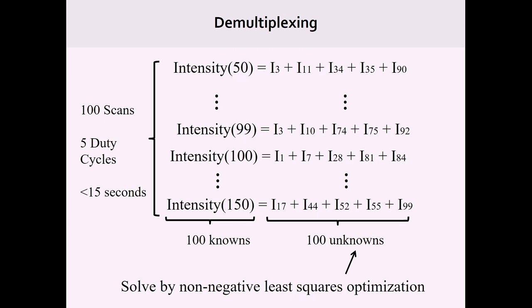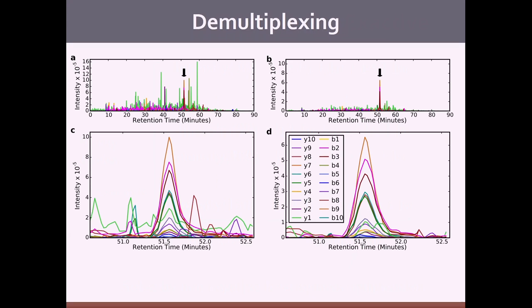So let me just show you a little bit of what this looks like. In the upper left-hand corner is the data from these five four-mass-to-charge wide isolation windows. This is the target peak that we're extracting the chromatograms from. It's at this point around about 51.5 minutes.